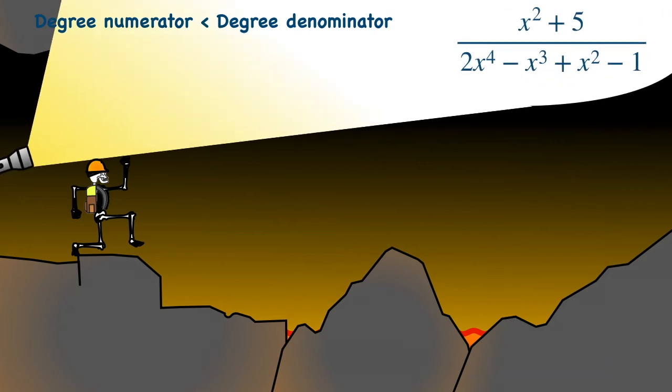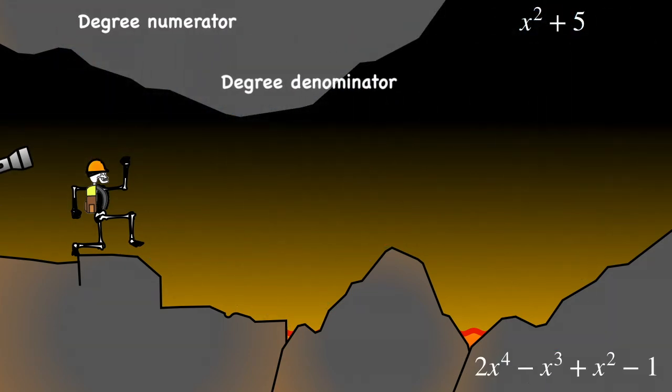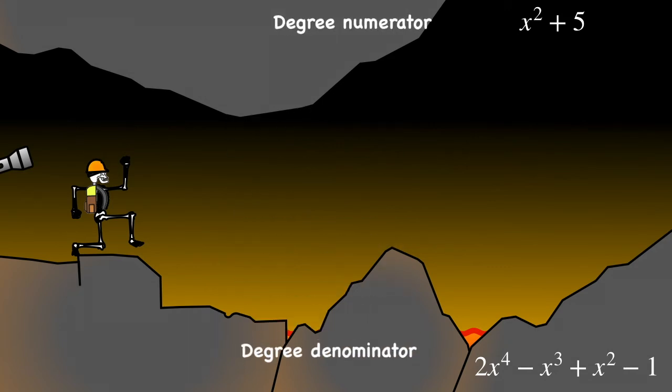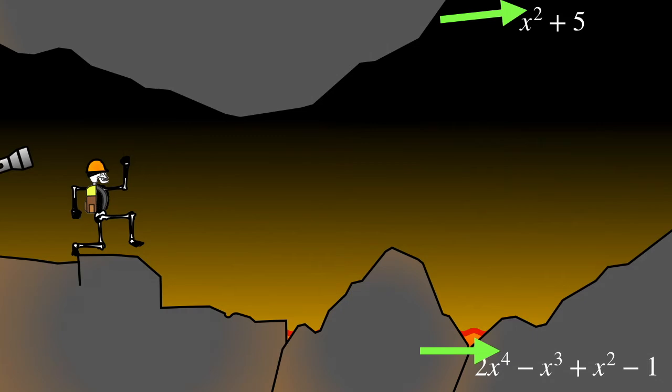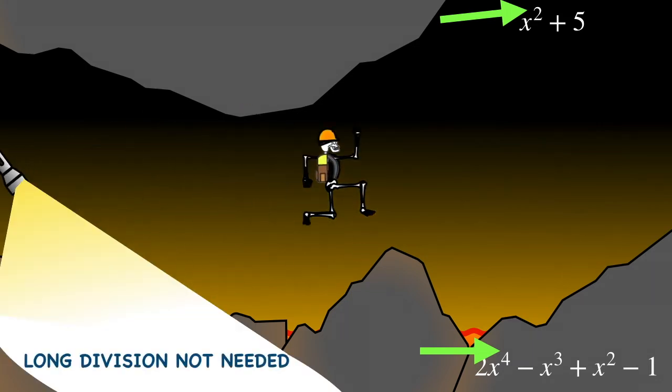Something like this, for example. Imagine a fraction like a cave, with the numerator as the roof and denominator like the floor. The numerator's degree is 2, and the denominator's degree is 4. In this case, this is a proper algebraic fraction and long division is not needed.